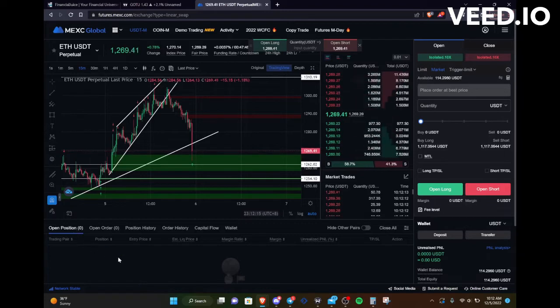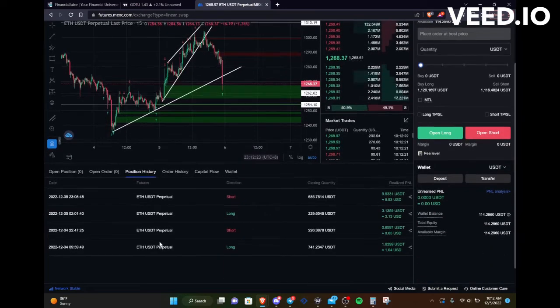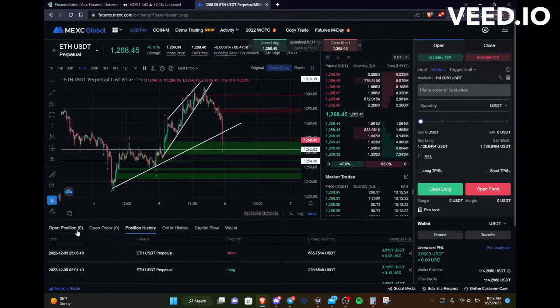So we'll keep at this and continue the grind. But so far so good. It's been 4 trades, 4 wins, and this last trade was the best one so far.